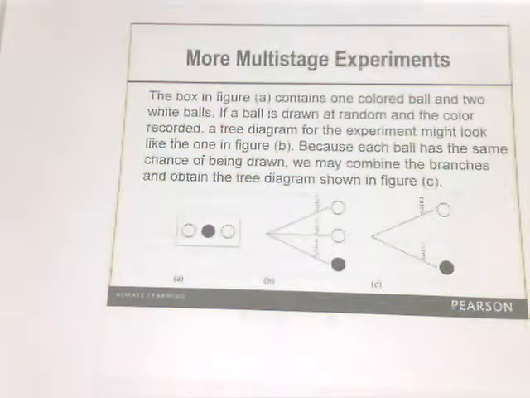The box in figure A contains one colored ball and two white balls. If a ball is drawn at random and the color is recorded, a tree diagram for the experiment might look like the one in figure B. Because each ball has the same chance of being drawn, we might combine the branches and obtain a tree diagram as shown in figure C.